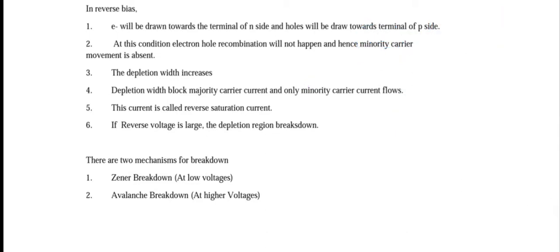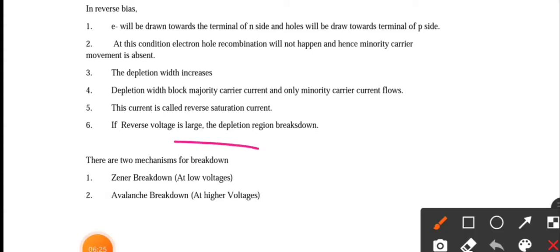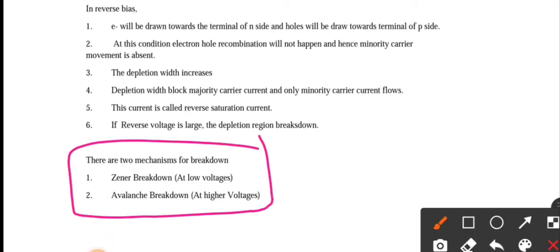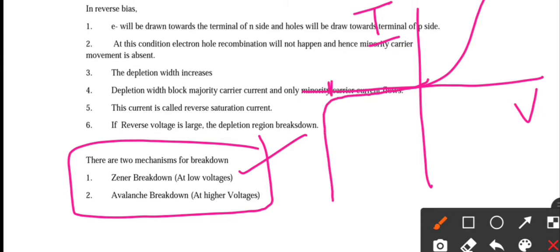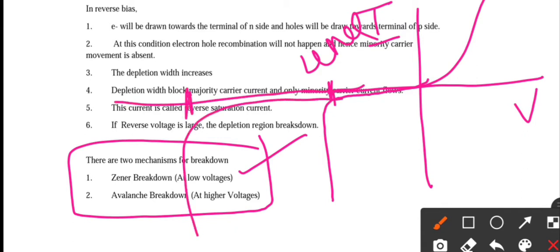There are two types of breakdown mechanism in a PN junction: Zener breakdown and avalanche breakdown. At low reverse bias, a few volts, Zener breakdown will happen, and at higher voltages, from a few volts up to 1000 volts, avalanche breakdown happens. If I draw the VI characteristics, this is the forward bias, and the reverse bias is like this. At small voltages, Zener breakdown will happen, and at high voltages, avalanche breakdown will happen.